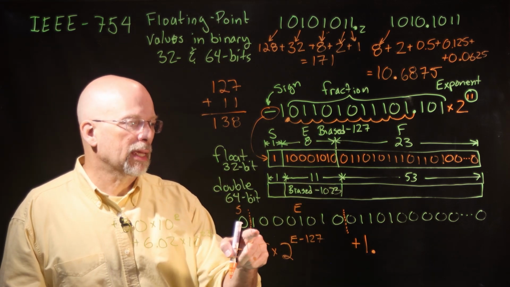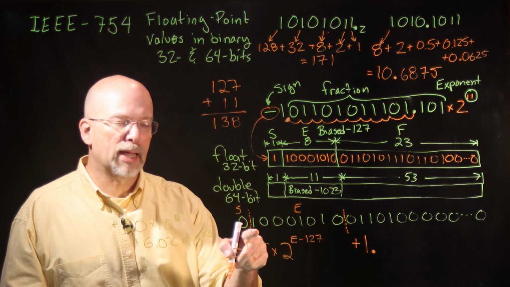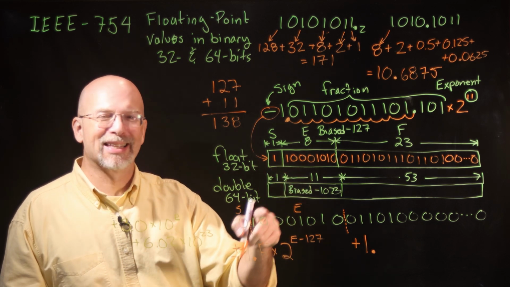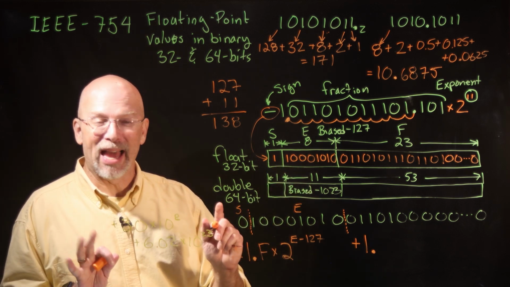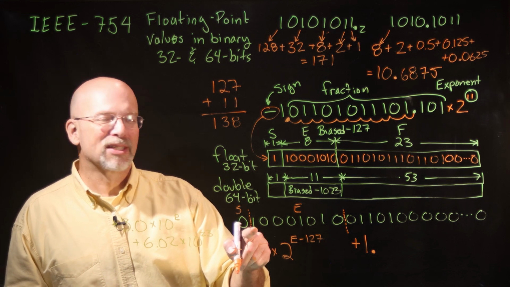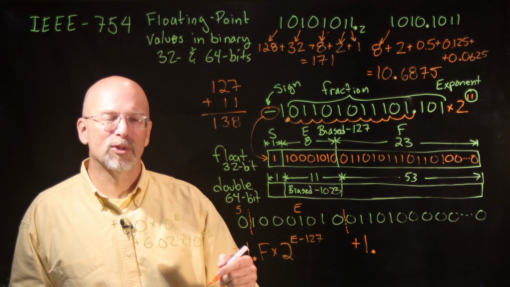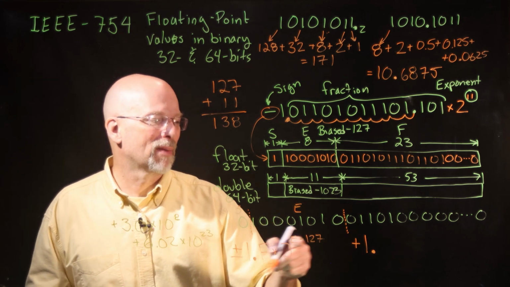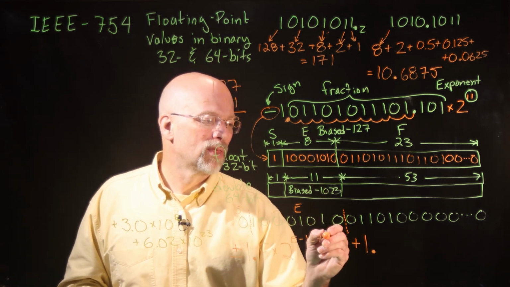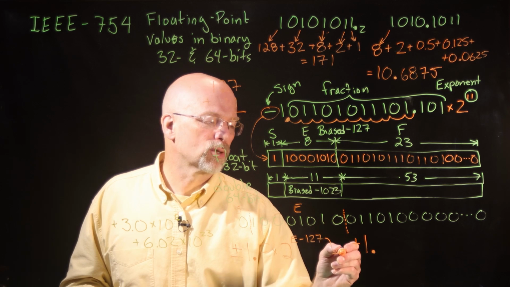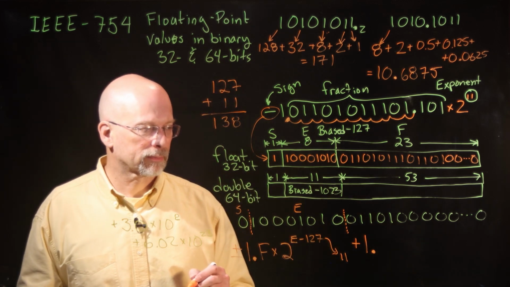And so E is equal to 128. Looks like I made exactly the same E. Didn't mean to do that. Sorry. This is 128 plus 8. That's 136 plus 2 is 138. So 138 minus 127. So this guy right here is going to be 11.